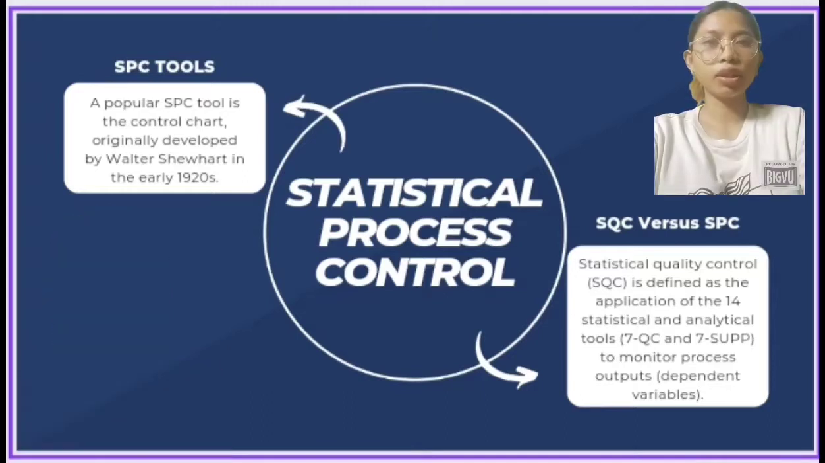Statistical process control (SPC) is the application of the same 14 tools to control process inputs as independent variables, although both terms are often used interchangeably. SQC includes acceptance sampling, where SPC does not.